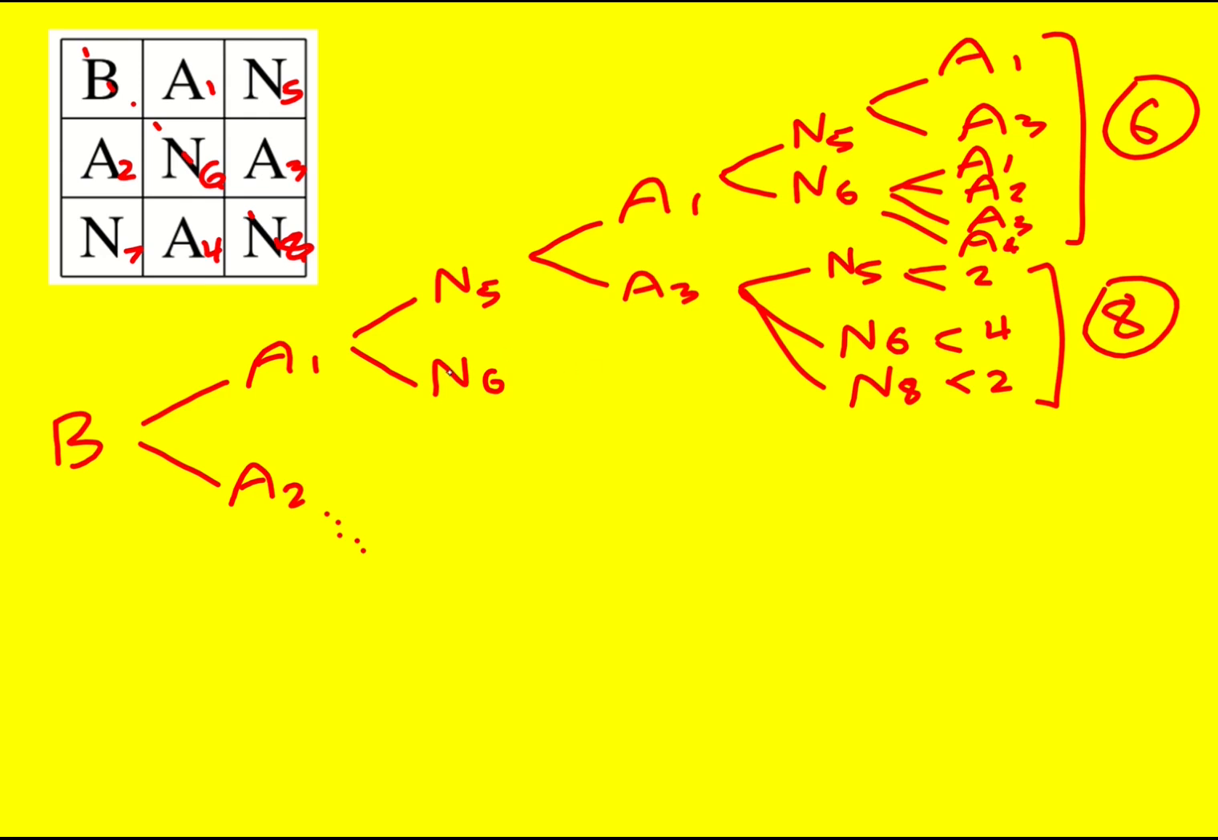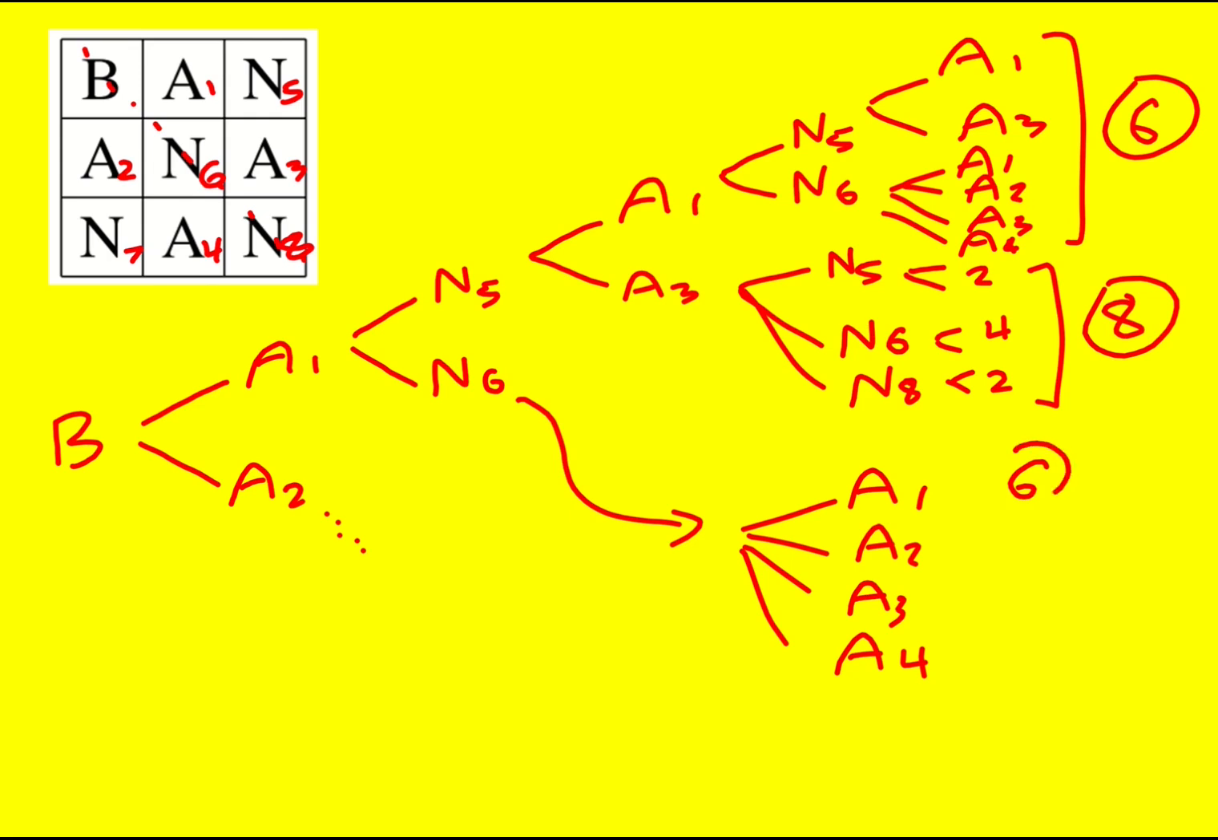Now I'm at N6 over here. I'm going to do a little loop in line to make a bit more space. So from N6, I can either go to A1, A2, A3, or A4. But now, remember, if I'm at A1 on my 4th go, then there's going to be 6 possibilities because I figured that out from before.